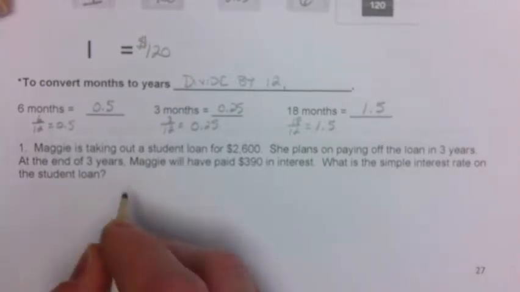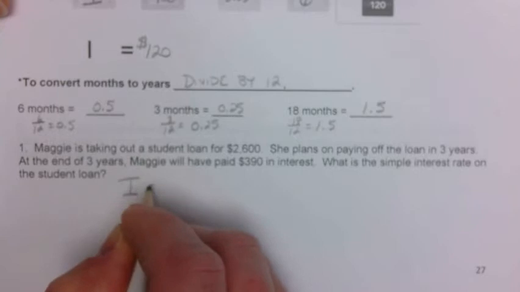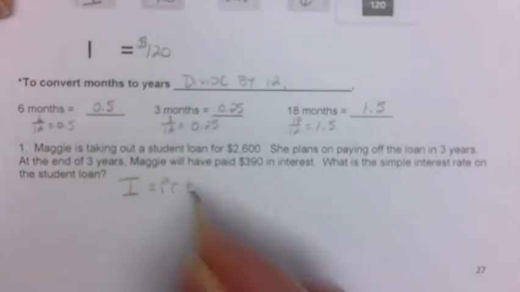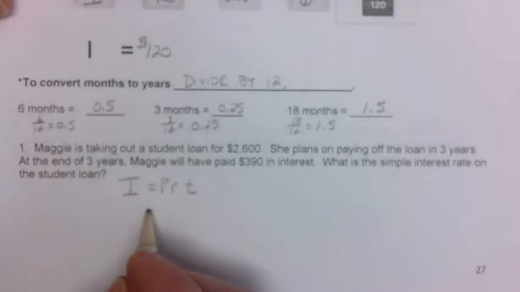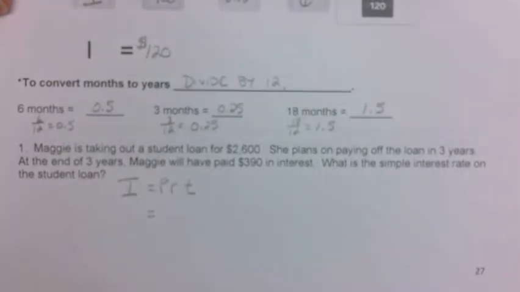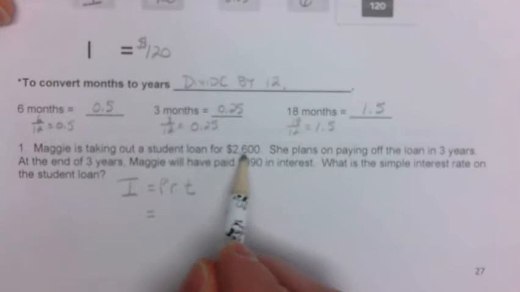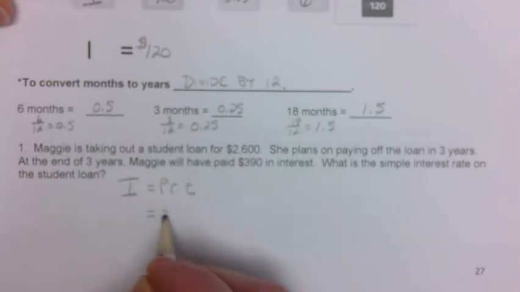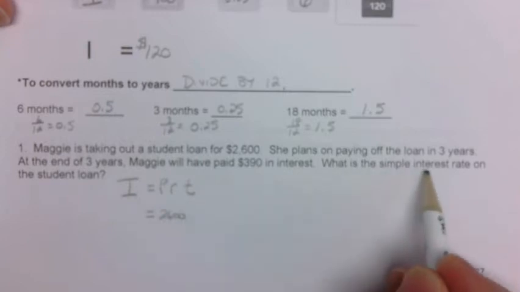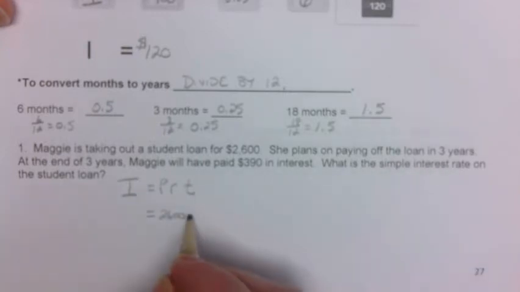Okay, so we'll start by writing our simple interest equation. I equals PRT, and then we'll see what we are able to substitute in. First of all, they tell us that she's borrowing $2,600. That's the amount of the principal, $2,600. And we're looking for the rate. What is the simple interest rate? So I'm going to say times R.